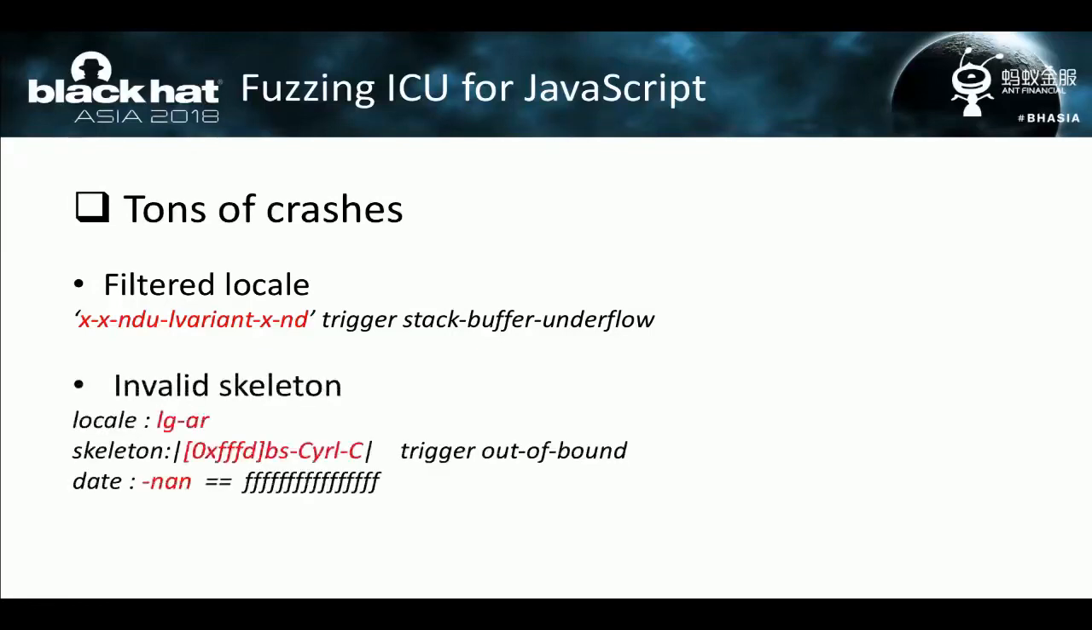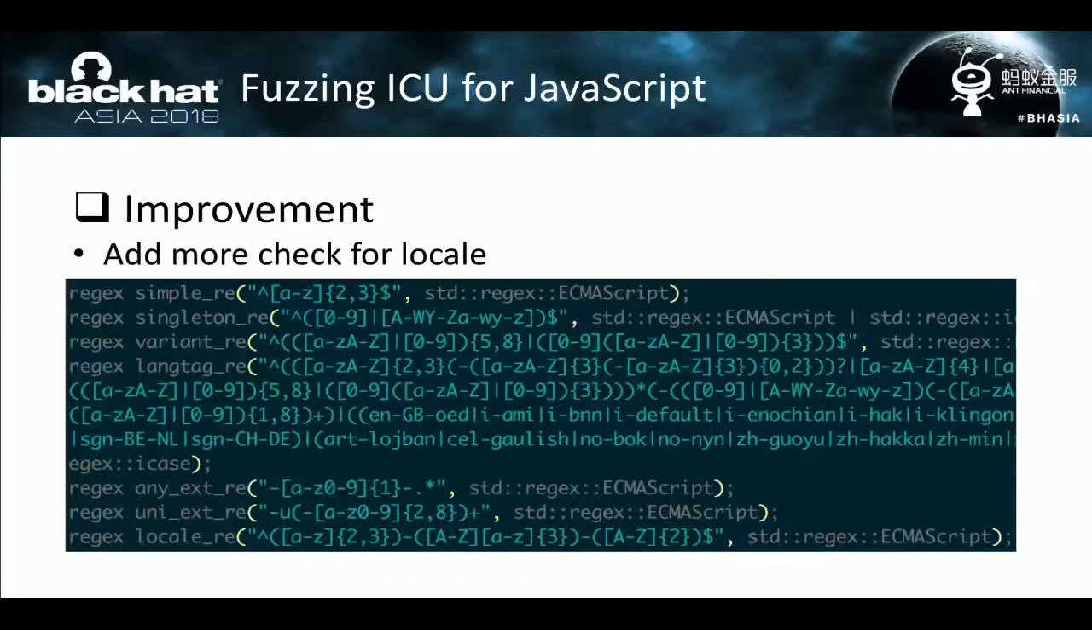The second case is auto-bound. The locale is valid. The data can be valid, but the skeleton is very strange. It cannot bypass the filters. So these two cases are all invalid. We must improve the fuzzer.